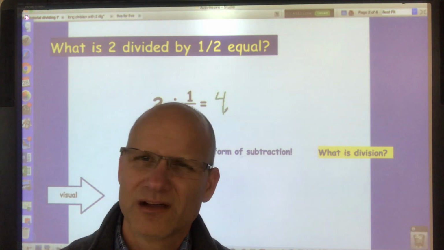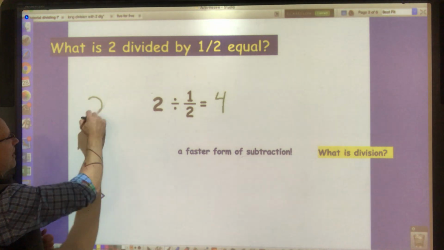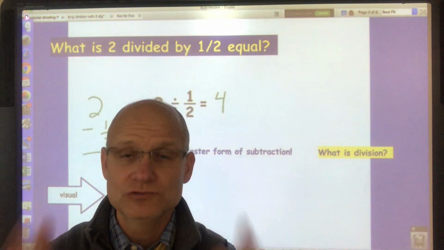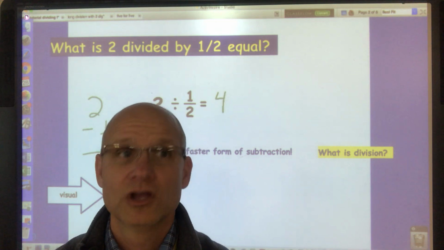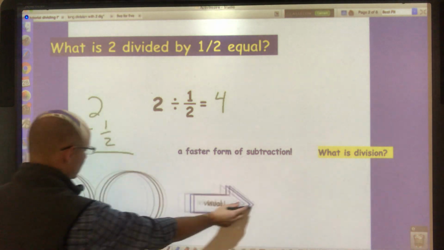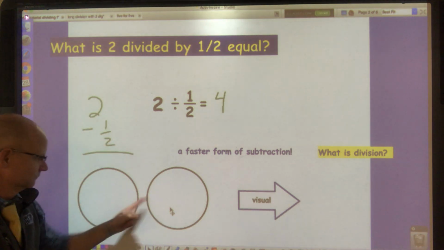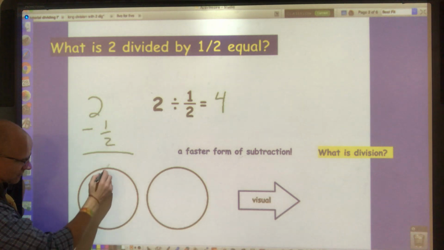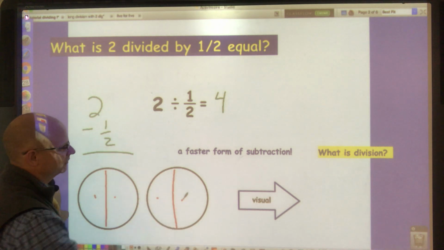And you're like, huh? Why is that 4? Because you're asked this question: how many halves can you take from 2? How many times can you do that? And you can subtract a half from 2 4 whole times. Here's a visual to show you that. Here's 2 whole. 1, 2. And how many halves can I subtract from that? Well, just cut them in half. How many are there? There's 1, 2, 3, 4.